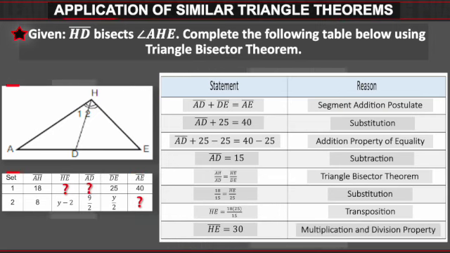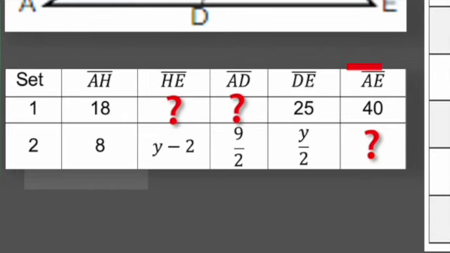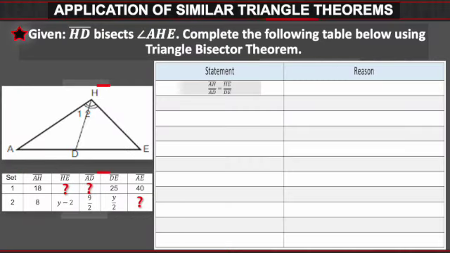Next, set number 2. Para ma-solve natin set number 2, again, wala tayong value for the line segment AE. Ito yung hinahanap natin. But also, we don't have the exact value of HE and DE kasi merong variable y. So, gamit tayo na tinatawag ulit na triangle bisector theorem. So, yun pa rin. Line segment AH divided by line segment AB equals line segment HE divided by line segment DE.